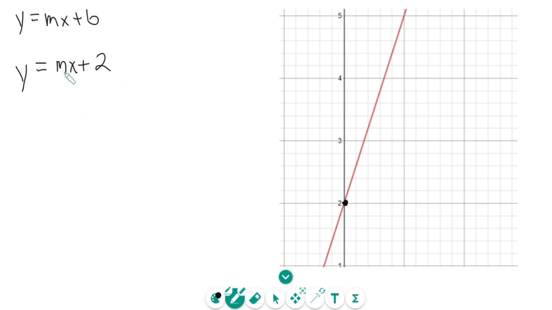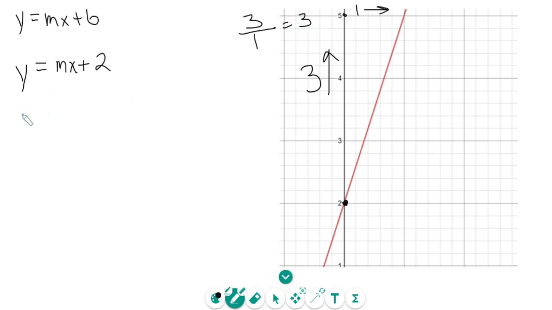Now what we do is find the slope. We start at the y-intercept, rise over run. So we go 1, 2, 3. We went up 3. We stopped here, and then the line goes 1 to the right. So rise over run is 3 over 1, which equals 3.